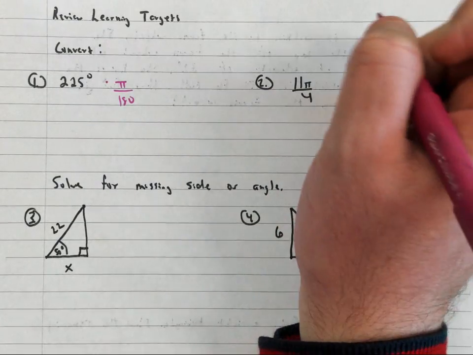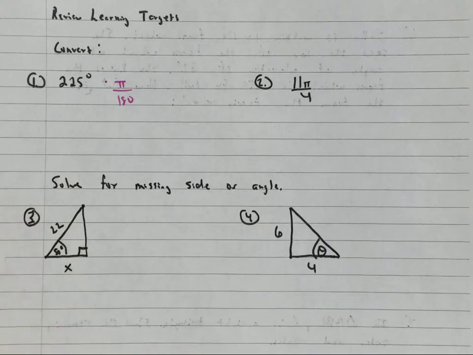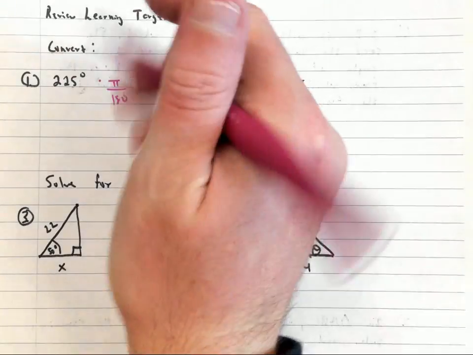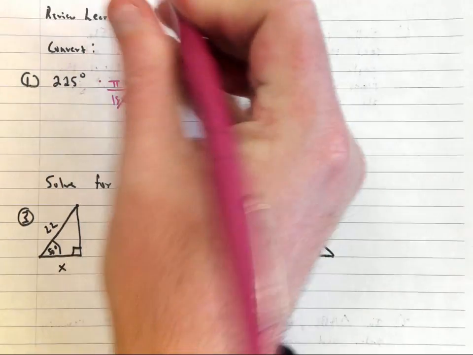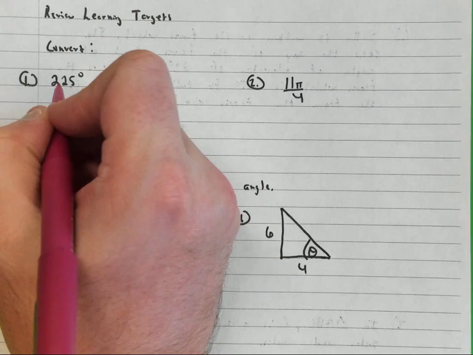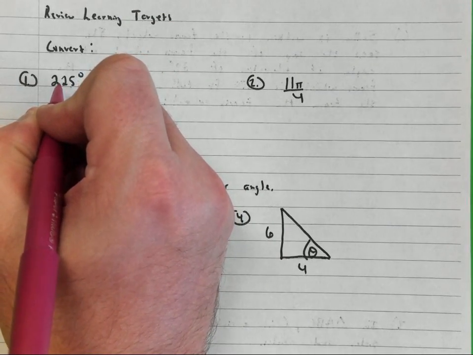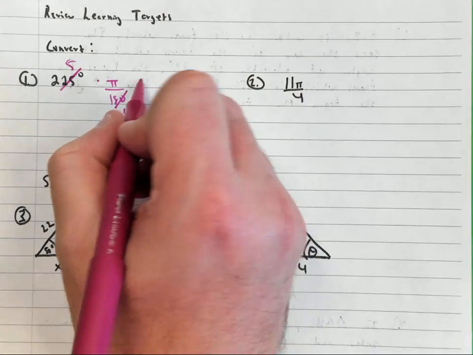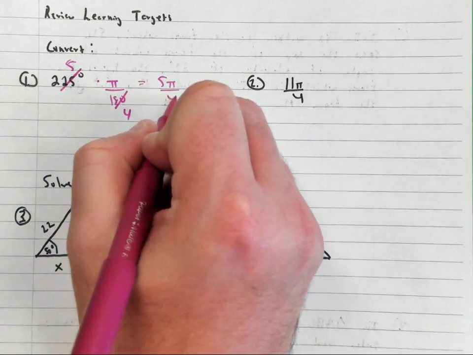225 and 180. What number can go into both of those? 45. You can learn that. 45 goes into 180 how many times? 4. Answer me. 45 goes into 225 how many times? 5. So that gives you 5 pi over 4.